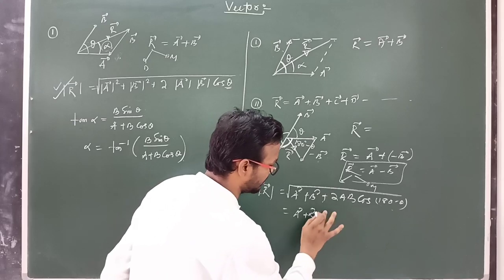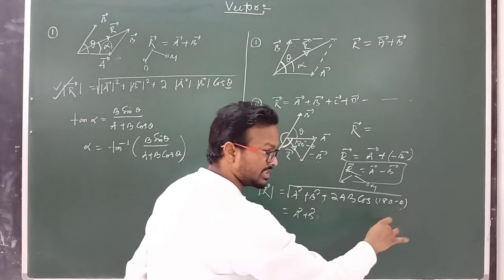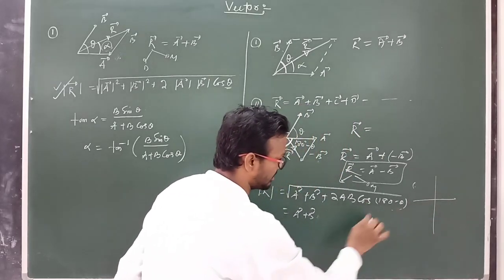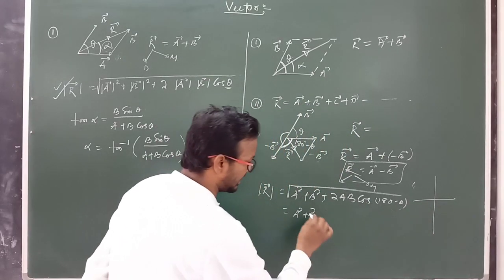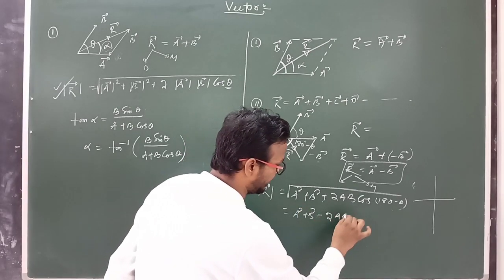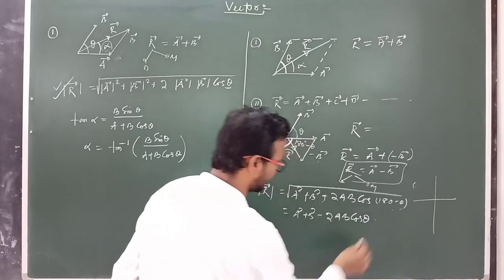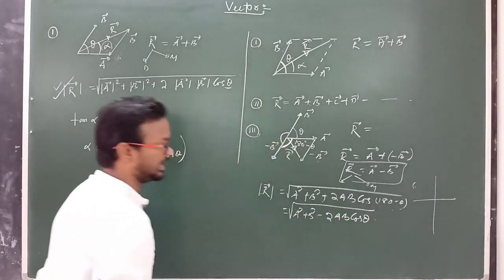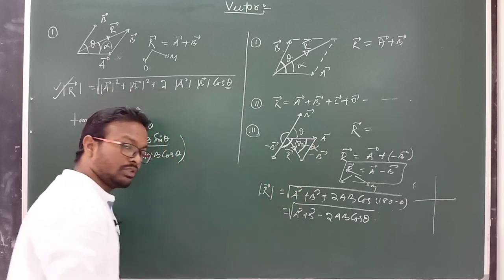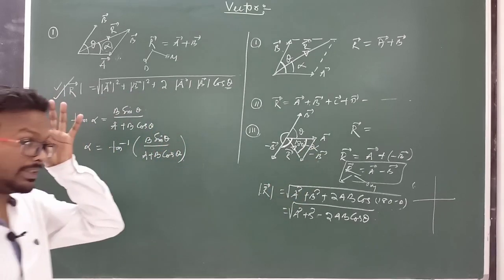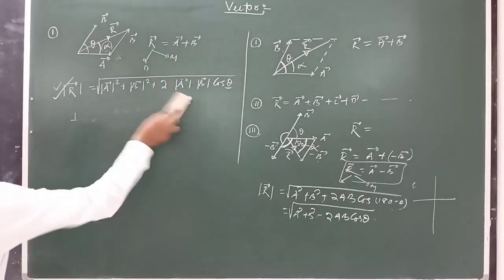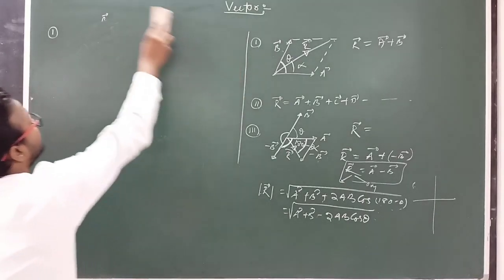Here 180 minus theta means this is the second quadrant, where only the sine function is positive. So cos of 180 minus theta is equal to minus cos theta. So the magnitude is the root over a square plus b square minus 2ab cos theta. Clear? And its direction you can find here. This you can take as alpha. In this way you can also find the direction of the given vector. Clear? Okay. And next, what is the equilibrium condition?